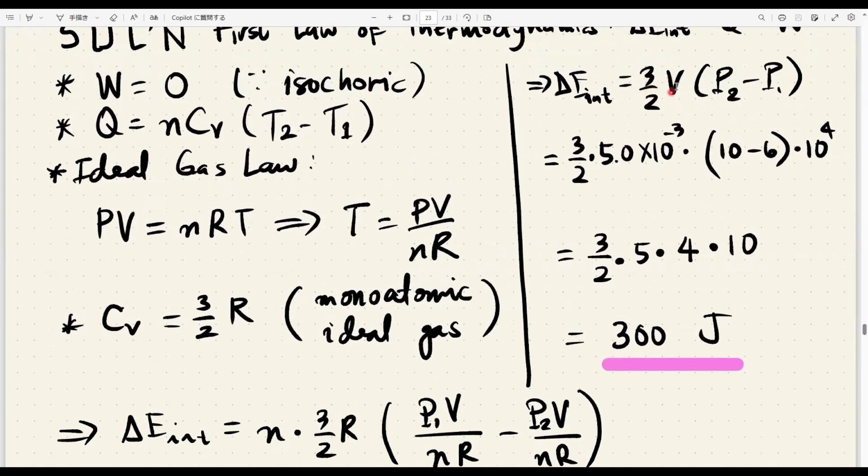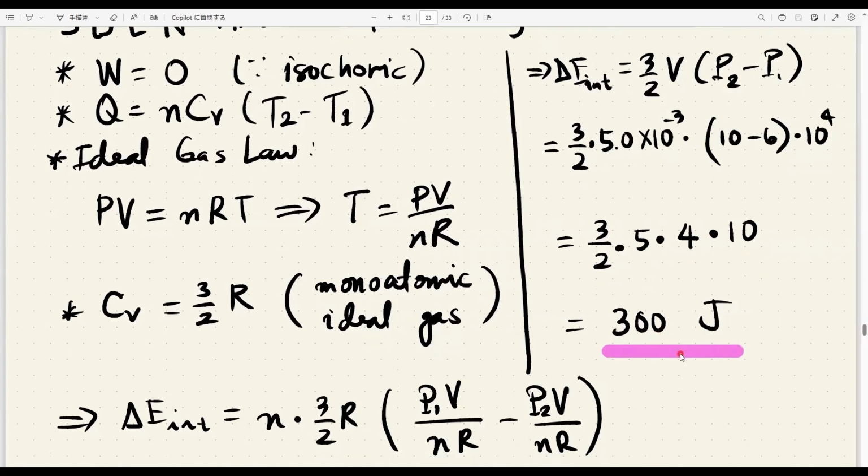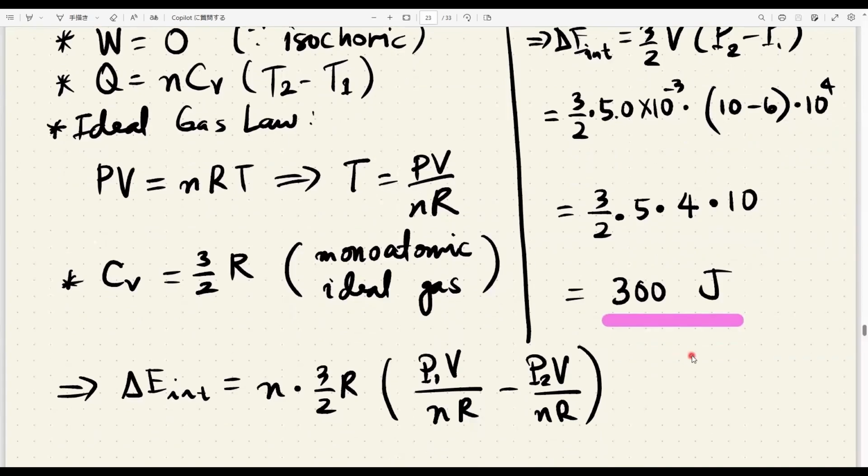We got 3/2 times V times (P2 minus P1). Now here is correct, P2 minus P1. Now, the volume is given to be 5 times 10 to the minus 3. Pressure is given to be 10 to the 5th minus 6 times 10 to the 4th. So I just factor out the exponent 10 to the 4th. So here we have 10 minus 6. And notice that 10 to the minus 3 and 10 to the 4th, they cancel to be just 10. 10 minus 6 is just 4. 5 in here, we have 3/2. Then you multiply them out together, you get 300 joules. This is the change in internal energy, which is also the amount of heat added to the system.